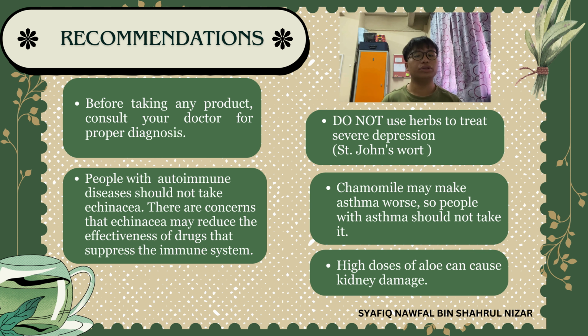Next, we must not use herbs such as St. John's wort to treat severe depression because it can make the depression become worse. Next, chamomile may make asthma patients worse, so asthma patients should not take it. And last but not least, a high usage or dose of aloe vera can cause kidney damage. That's all for the recommendation part. Now we move to the next part, which is the conclusion.